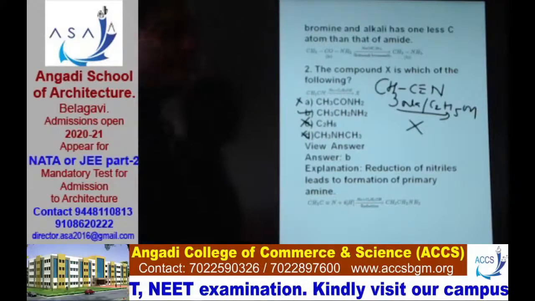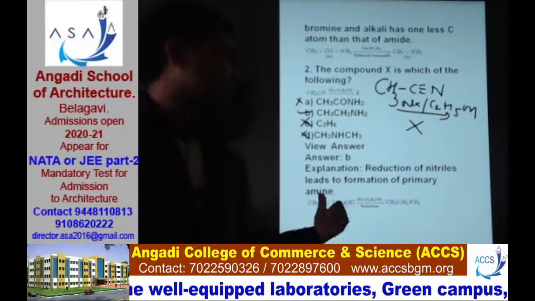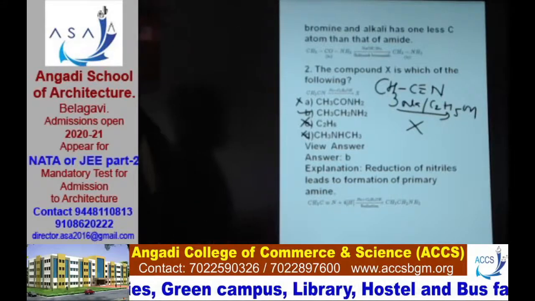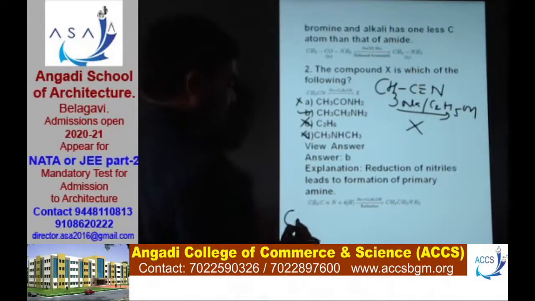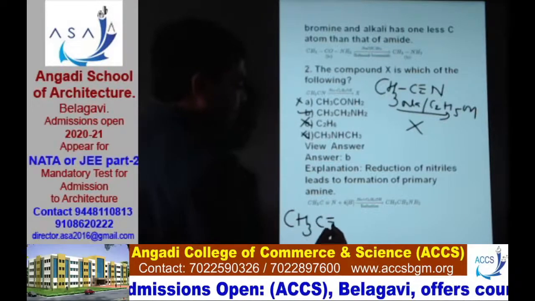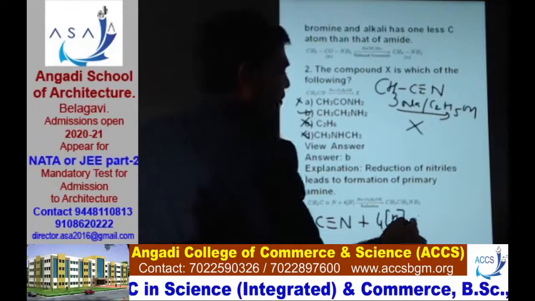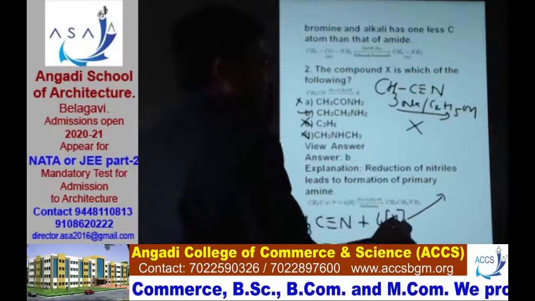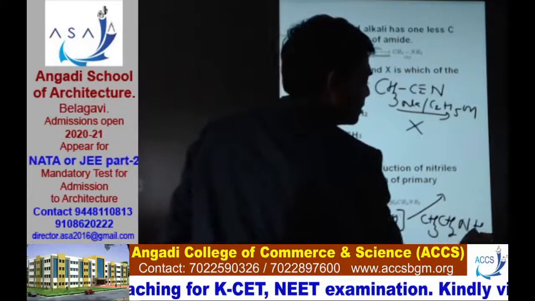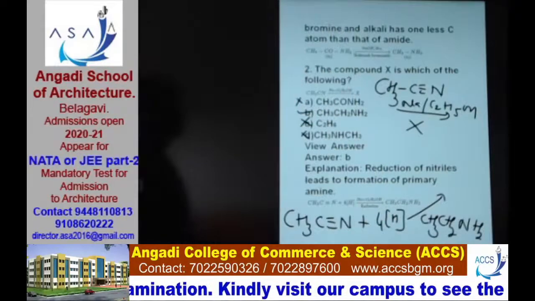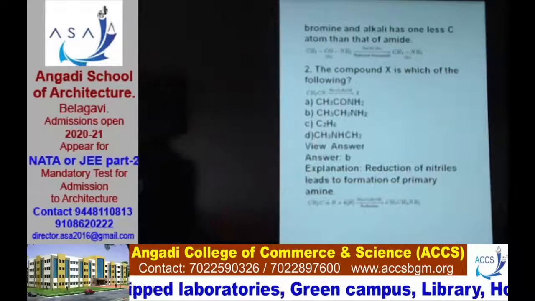Answer is ethyl amine. Explanation: reduction of nitriles leads to the formation of primary amine. Reduction of isocyanide leads to the formation of the secondary amine. I can write this reaction here. CH3C≡N plus 4 moles of hydrogen in the presence of Na and C2H5OH, we get the compound which is called CH3CH2NH2. That is the preparation of amines also. So the answer for this question is B.